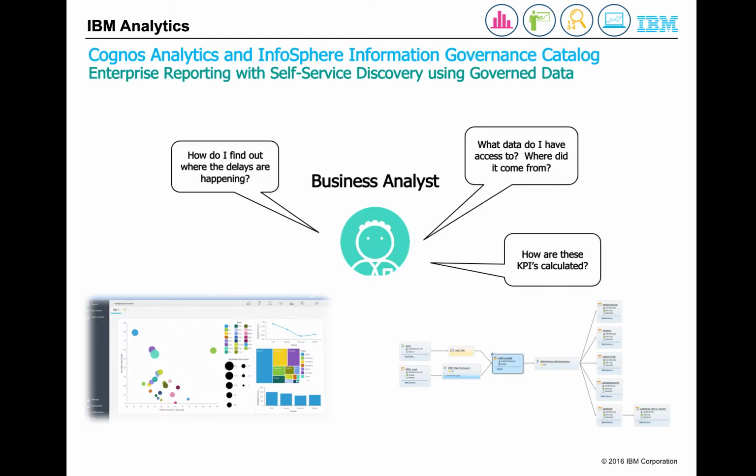In order to answer these questions and figure out what's happening, I'll be leveraging Cognos Analytics and InfoSphere Information Governance Catalog. The main question I have is, why are these delays happening? I also need access to data in order to find out, and I need to know that the data can be trusted, so I need to know where it came from.